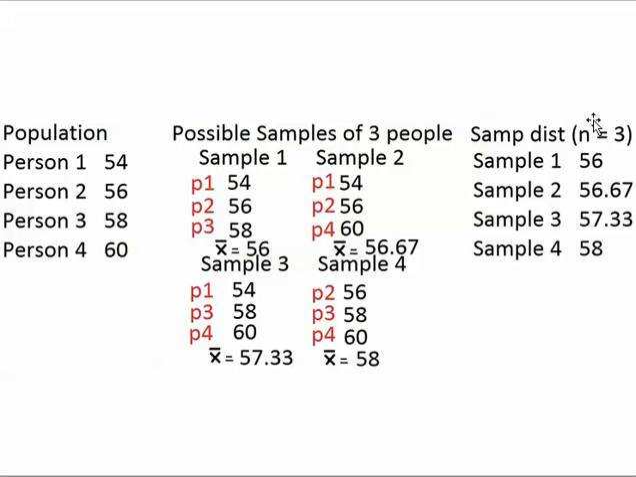So here's the sampling distribution. If there's 4 possible samples, the means of those 4 samples that I listed out here make up the sampling distribution. All I did was take the 4 sample means over here and list them in a column. So these 4 sample means all make up the sampling distribution. All 4 of these x bars make up the sampling distribution over here.